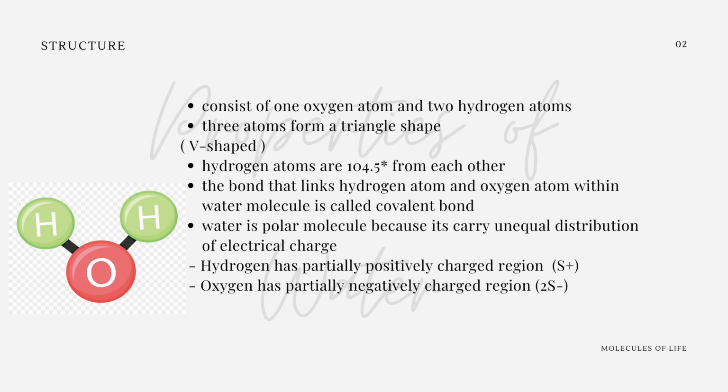Water is a polar molecule and it carries unequal distributions of electrical charge. We have one oxygen atom which has a partially negative charge region, and we write it as delta negative. And we have two hydrogen atoms which have a partially positively charged region, and we write it as delta positive.